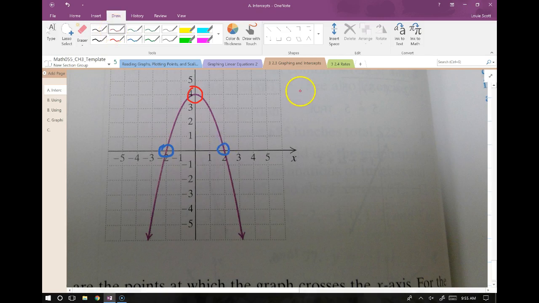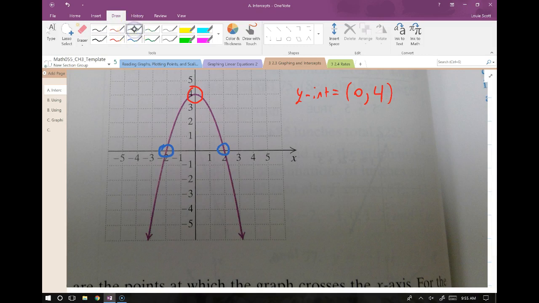So here's the proper way to identify these. I'm going to say y-int equals the ordered pair (0, 4), because the y-coordinate up here is 4, and all along the y-axis, the x-coordinate is always 0.